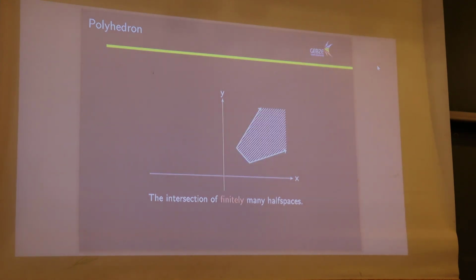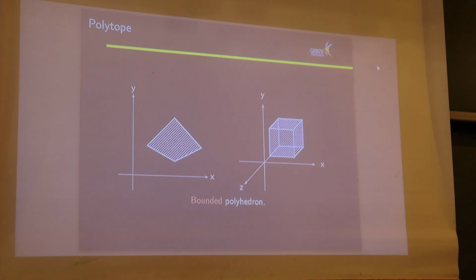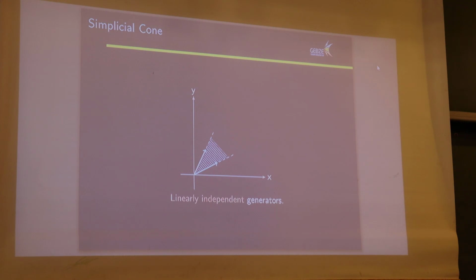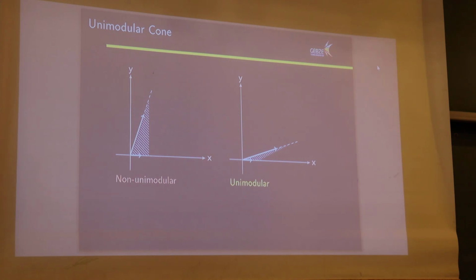So this is a polyhedron, the intersection of finitely many half spaces, and if it is bounded, it is a polytope, right? And this is how a cone would look, which was the intersection of finitely many half spaces. And if the generators are linearly independent, then we have a simplicial cone. Remember, unimodular versus non-unimodular, depending on how many lattice points we have in the fundamental parallelepiped, which is the half-open area defined by the generators.